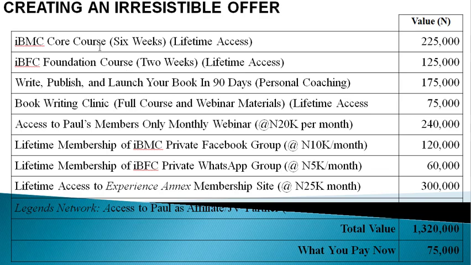In all, the customer will get IBMC core course 225, IBMC foundation course, write, publish your book in 90 days, book writing clinic, all the monthly webinars, all the private membership of private Facebook group, membership of the WhatsApp group, and then experience annex. And then, of course, Legends Network, where you can do JVs. So all these things add to about 1.32, and you are offering it at only 75. So this is a type of offer that is completely irresistible. It would be like the Americans would say, it is a no-brainer. It is something that is so good that the customer will be willing to put his hand in his pocket and pay you. So this is what an irresistible offer is all about.